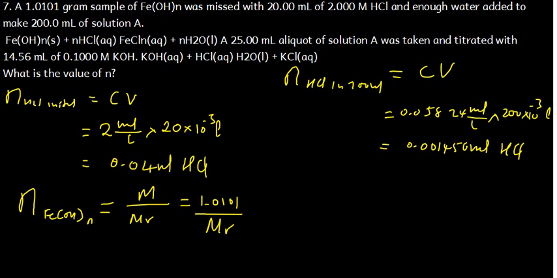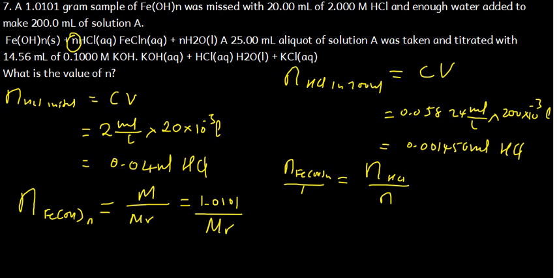But we know that from the formula, number of moles of iron hydroxide over 1 is equal to the number of moles of hydrochloric acid over N, because that's the number in front of hydrochloric acid, that's N.